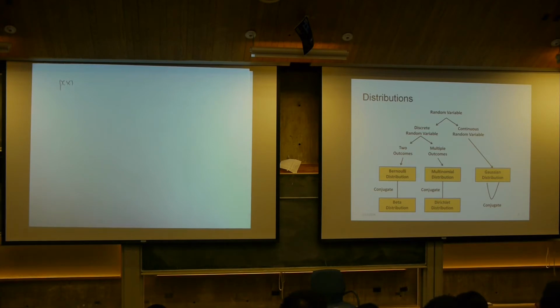And in Gaussian distribution, we know we have 2 parameters. One is the mean, and another is the variance. So if you want to put a prior over the mean parameter, we also usually use a Gaussian. So in some sense, Gaussian distribution is conjugate to itself.